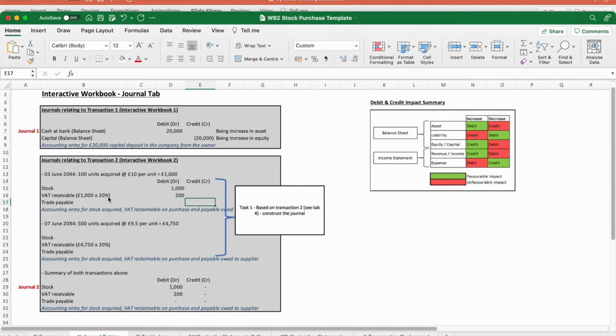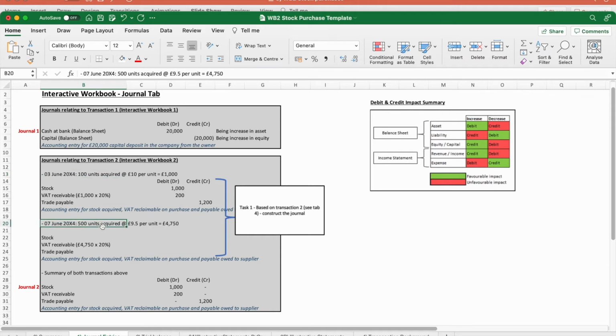And then we have to recognise a trade payable because we are paying this on credit terms, so the cash impact isn't recognised straight away. But what we will have to pay to the supplier is the amount of the stock plus the amount of VAT. So we owe that supplier £1,200. So that is the accounting for this transaction on the 3rd of June.